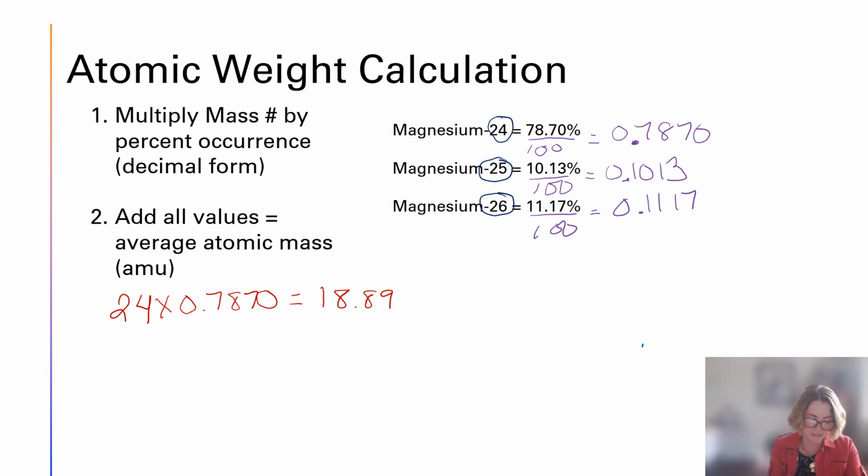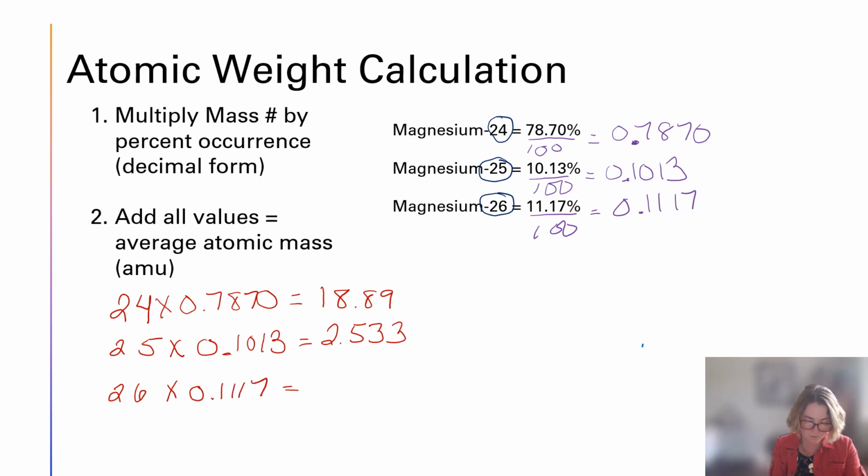I want to do the exact same thing with 25. And again, my percent abundance has 4 significant figures. And so my answer here should have 4 sig figs, so it's 2.533. And then my last atomic mass number is 26, and I'm going to multiply that by the abundance. And that gives me 2.904.